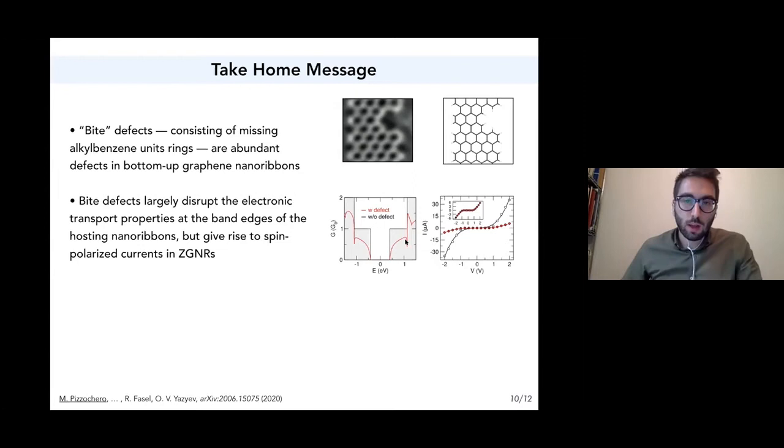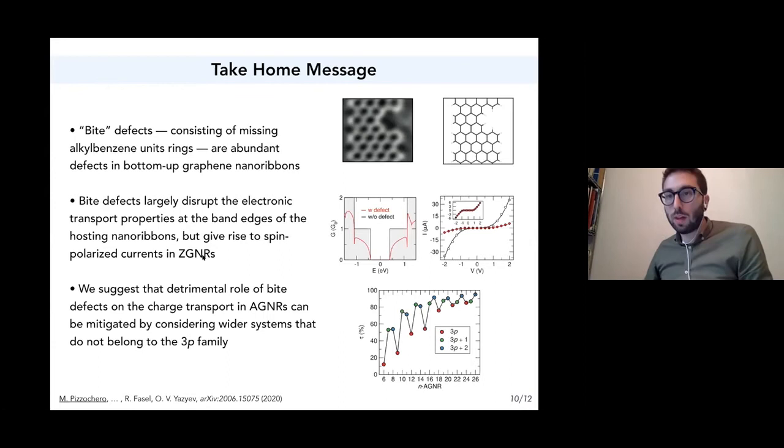In the case of the zigzag nanoribbons, these defects are magnetic, but in the case of the armchair, they are just bad, they are useless, so it's important to find some strategies to mitigate their role, and this can be achieved by increasing the width of the nanoribbon.